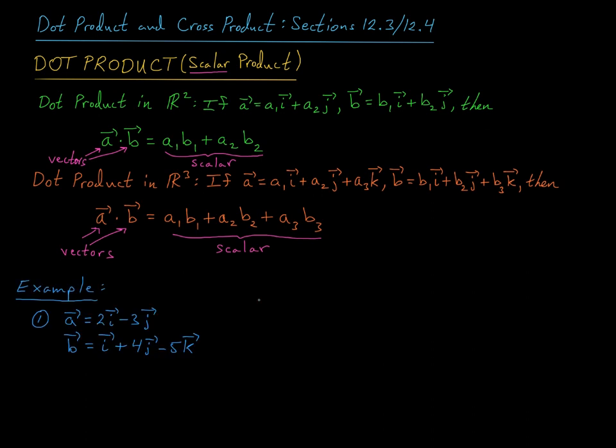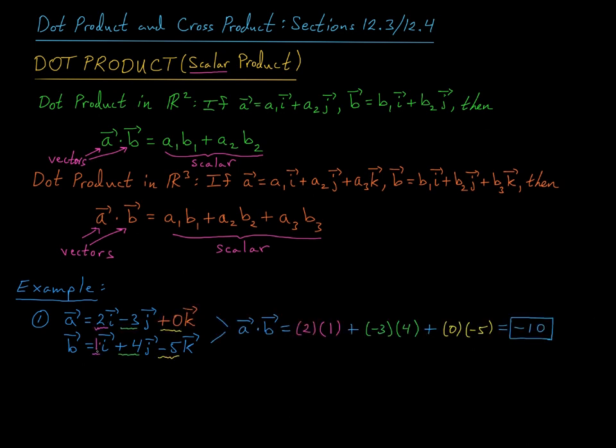So let's get two quick examples. Let's say a is the vector 2i minus 3j, and b is the vector i plus 4j minus 5k. To form their dot product, multiply the i components, so 2 times 1, the j components, negative 3 times 4, and the k components. Note that since you do not see k in the expression for the vector a, that's just saying that the k component is 0. So there we get 0 times negative 5, and this simplifies to the scalar negative 10.